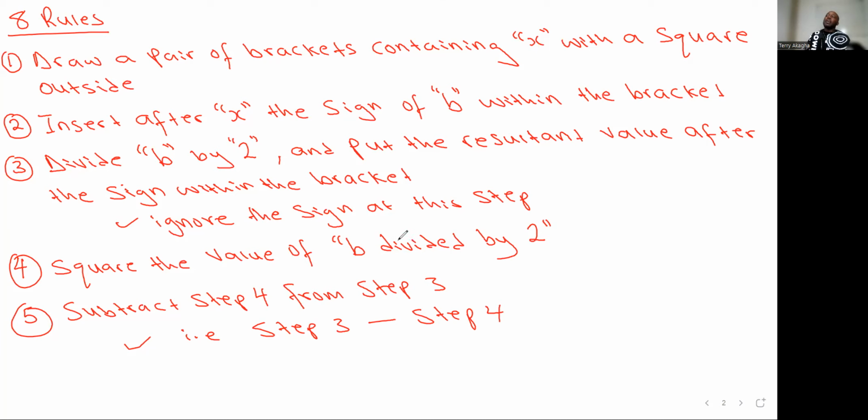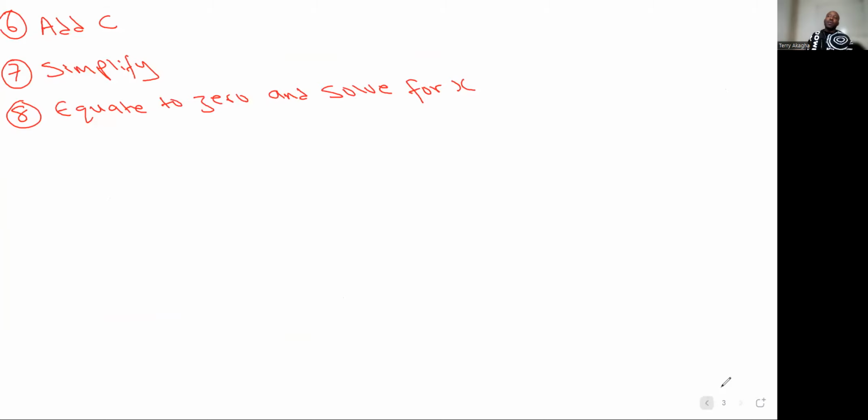So we draw a pair of brackets containing x with a square outside. You insert after the x the sign of b within the brackets. Then you divide b by 2 and put the resultant value after the sign within the bracket. You ignore the sign at this step. You square the value of b divided by 2. You now subtract step 4 from step 3. You then add c. So when you get to step 6, the completing the square method is done. Basically, step 7 and step 8 are when you're solving.